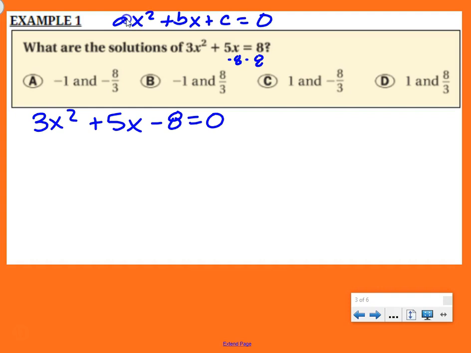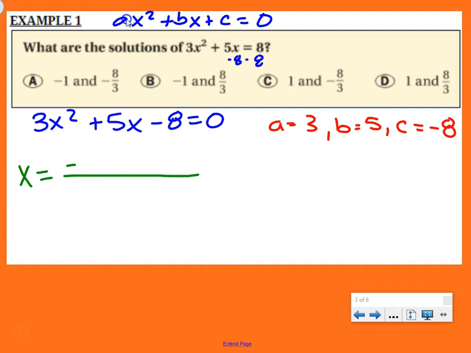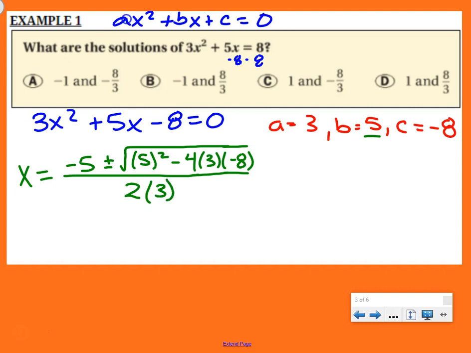Identify your a, b, and c. A is 3, b is 5, and c is negative 8. The signs go with the numbers. Now, plug it into the quadratic formula. x equals negative b, so negative 5, plus or minus the square root of b squared, so 5 squared, minus 4 times a times c. So I'm just putting the numbers into the quadratic formula, all over 2a, so 2 times 3.